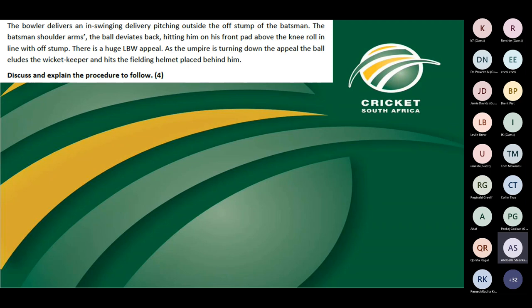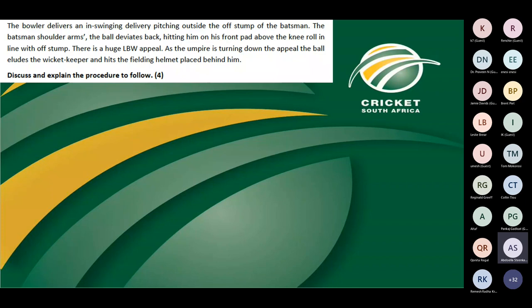So the bowler bowls a delivery, pitching outside off stump. The batter shoulders arms. Already, bells need to ring in your head. After shouldering arms, the ball then comes back and hits the front pad above the knee roll. There's a huge LBW appeal. The umpire shakes his head and says not out. So he turns down the appeal.